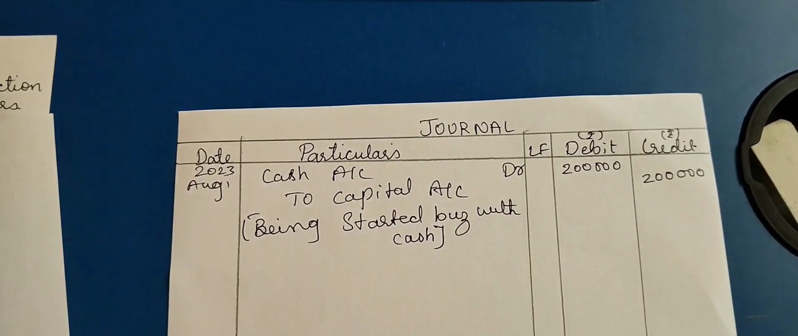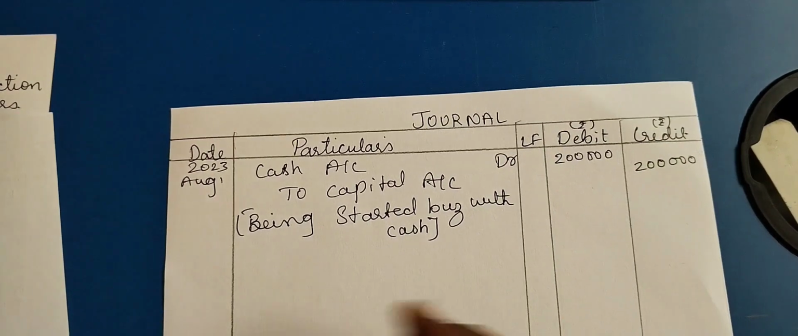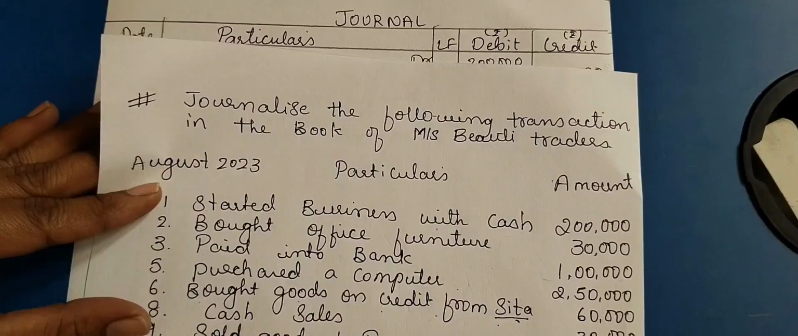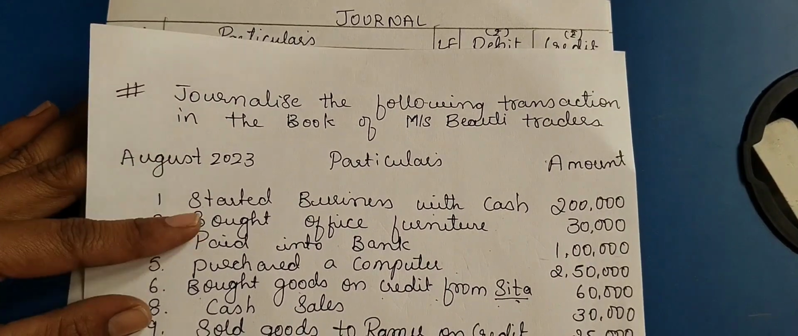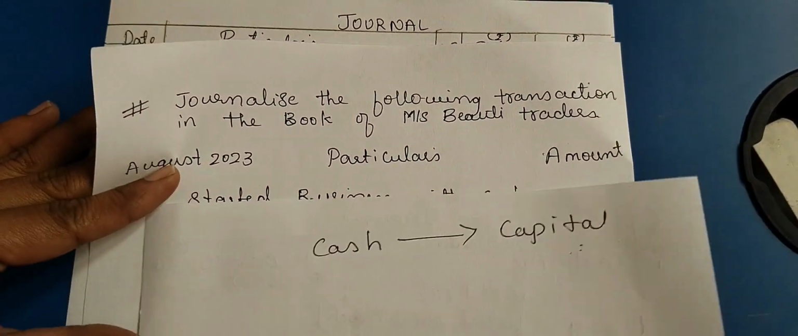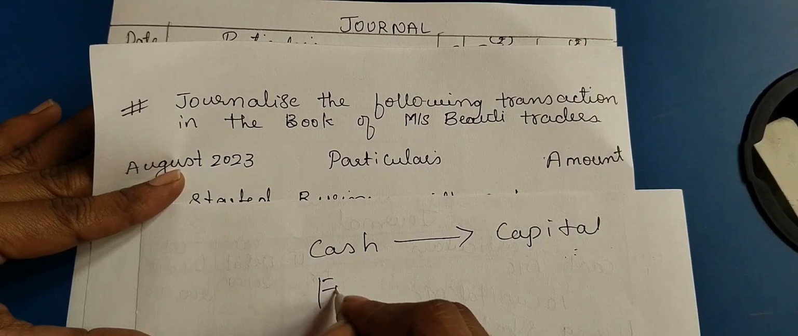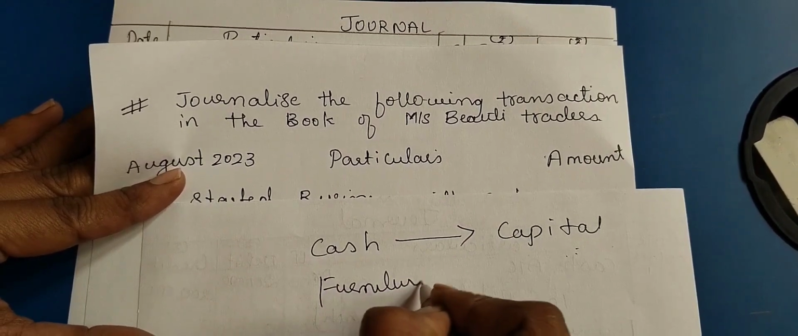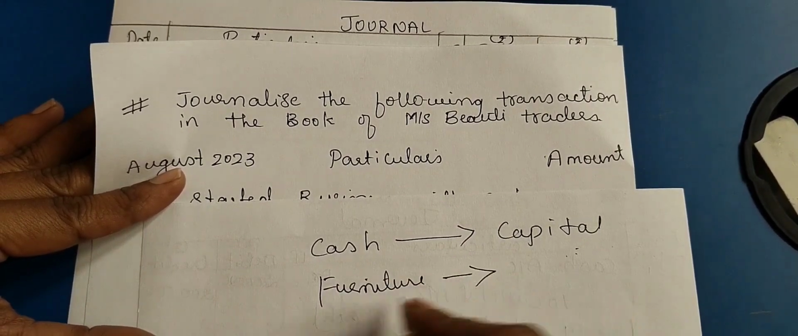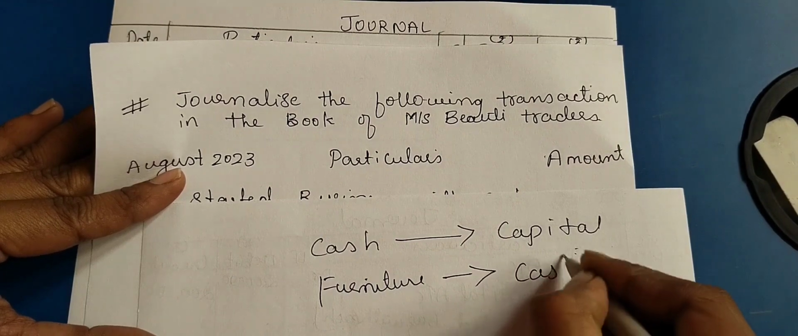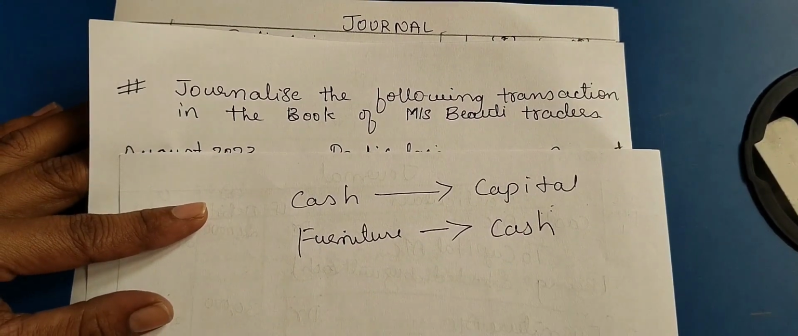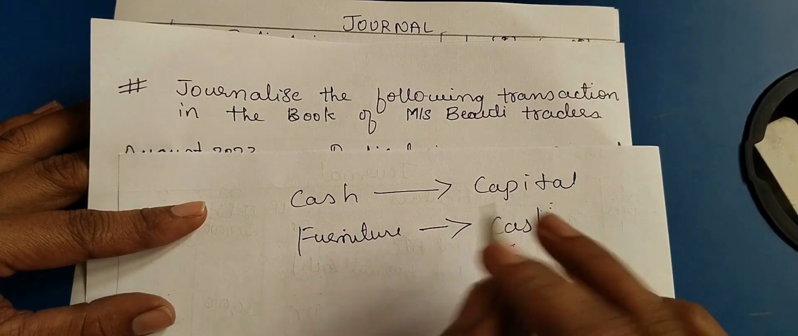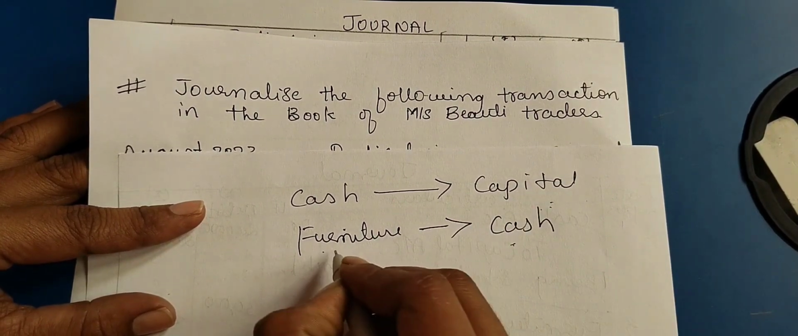With cash. So this is the first transaction. The next transaction is bought office furniture 30,000. So here the two accounts affected are furniture, which we have bought, and cash. How will we get furniture? Furniture we get by paying cash. They won't give it free of cost, right? So either today or tomorrow we need to pay cash. Now we paid cash here immediately after purchasing.